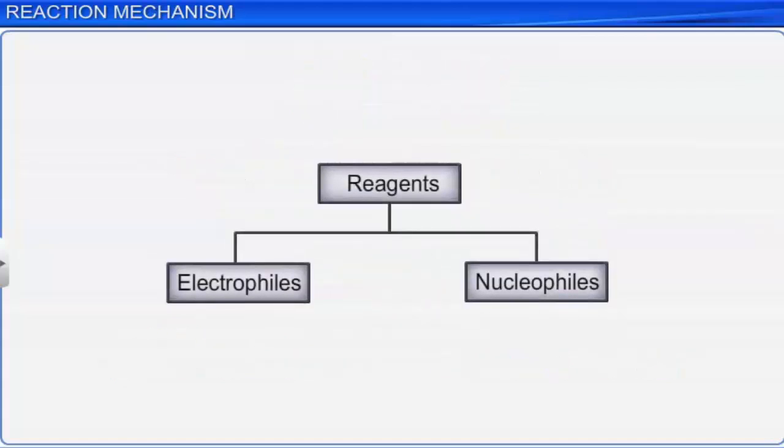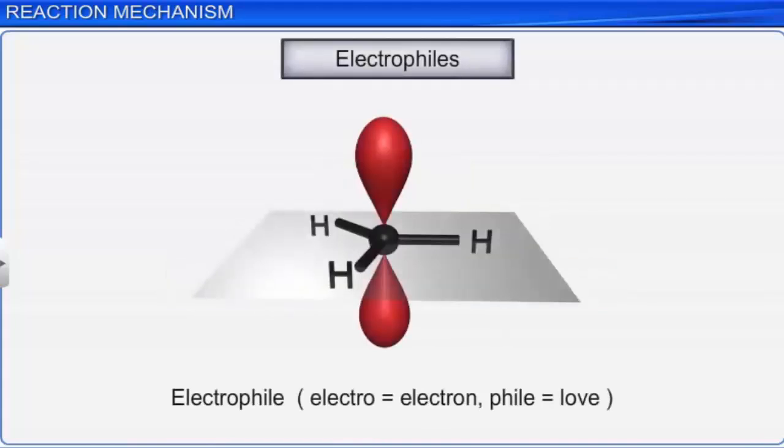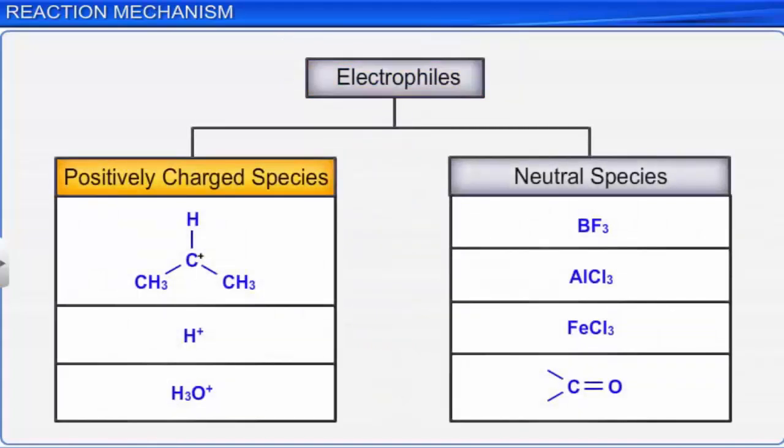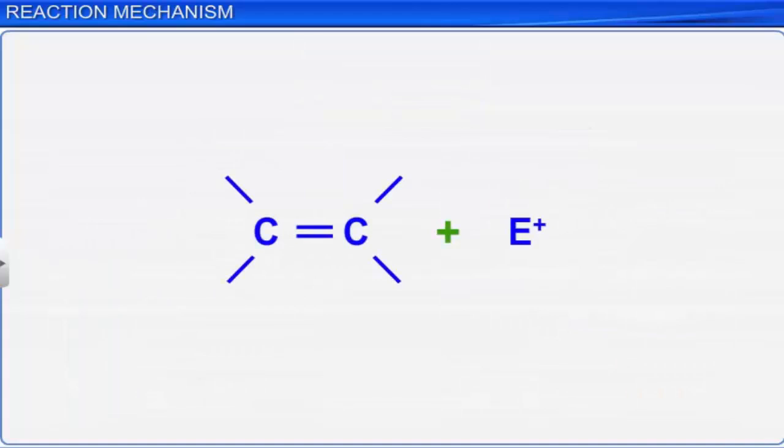Polar organic reactions are caused by 2 types of reagents: electrophiles and nucleophiles. Electrophile is an electron-seeking or electron-loving species, as it is electron deficient. Electrophiles may be either positively charged, such as carbocations, hydrogen ion and hydronium ion, or electrically neutral species such as boron trifluoride, aluminium chloride, ferric chloride and carbonyl group. A reaction initiated by an electrophile is called an electrophilic reaction.